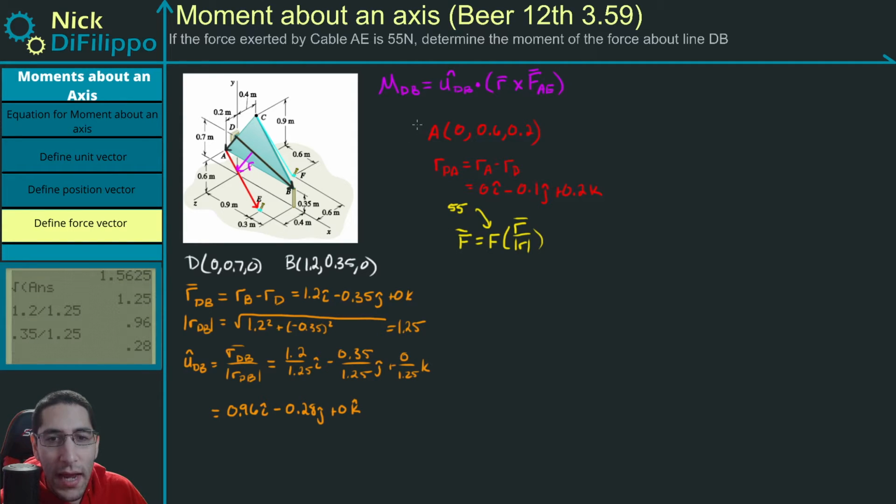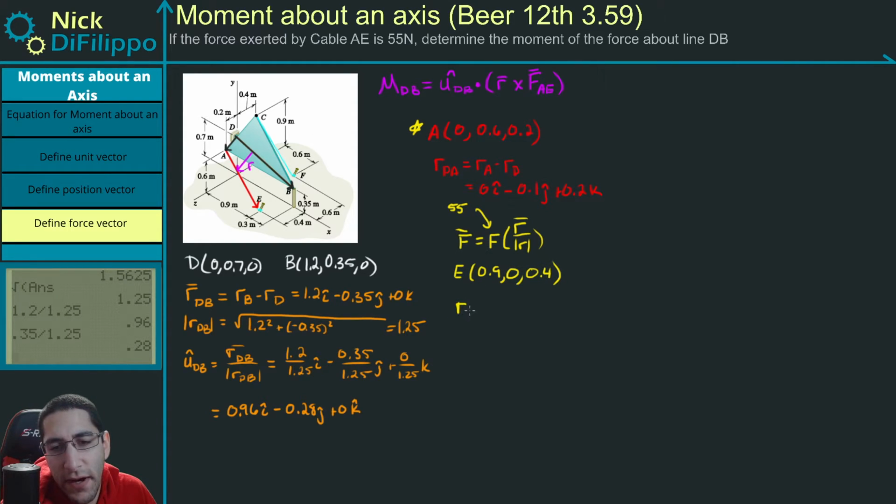Well, I know point A. Point A is right here. The other point I need is point E. So point E, I go 0.9 in the i, 0.9. Then I go up 0 in the y. And I go 0.4 in the z. So that's where point E is located.